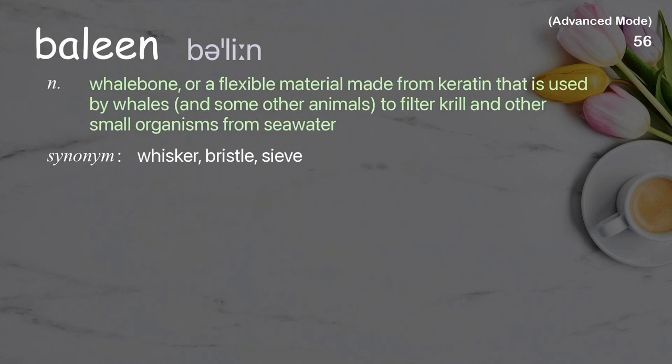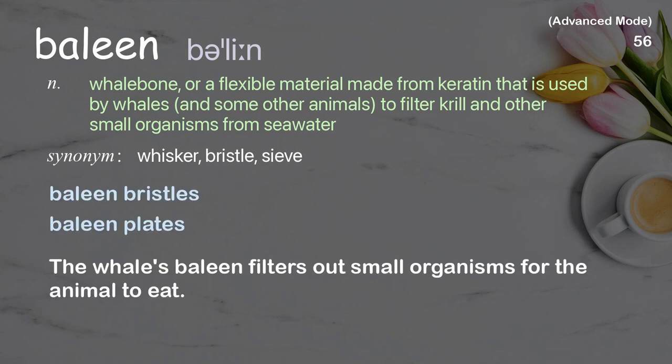Baleen. Whalebone, or a flexible material made from keratin that is used by whales and some other animals to filter krill and other small organisms from seawater. Examples: Baleen bristles. Baleen plates. The whale's baleen filters out small organisms for the animal to eat.